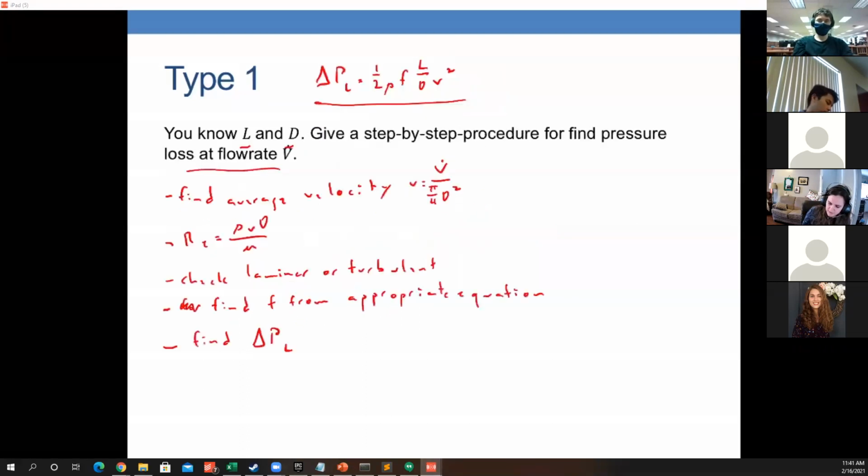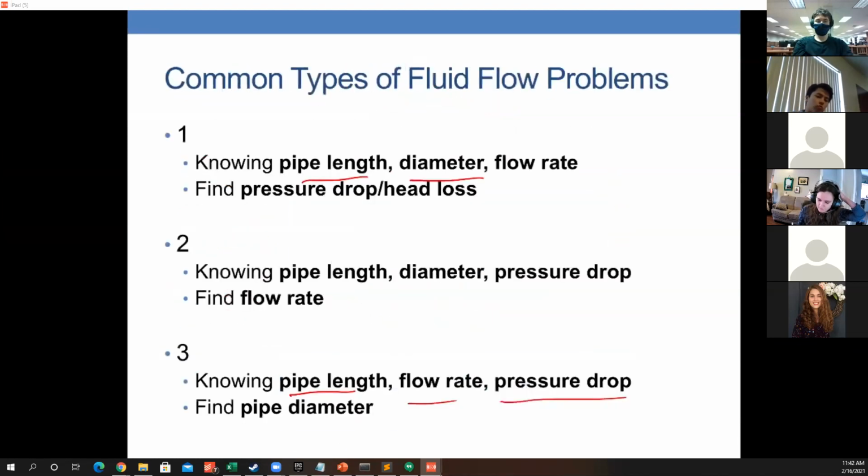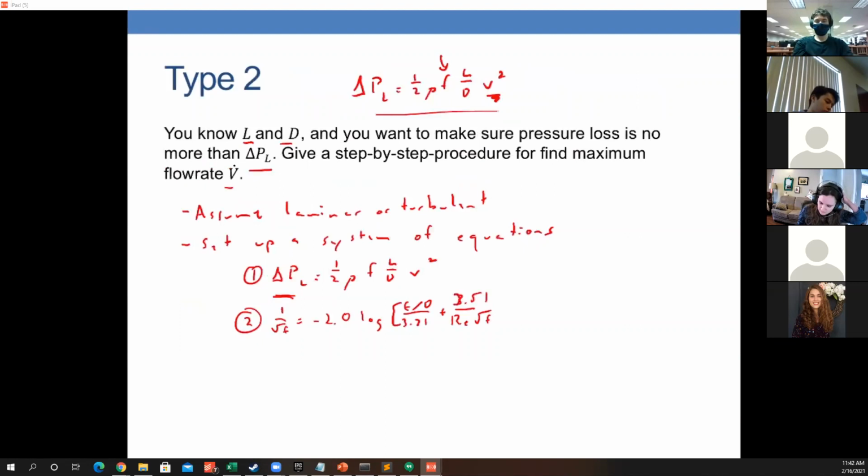the roughness factor over something, 3.7, plus something over the Reynolds number. What was that? 2.51. 2.51 over the Reynolds number times square root of F. 2.51, this is what you said? Yeah. Okay. Oh yeah, 2.51. You can always just check your book for that. Reynolds number times square root of F. Okay, that's your second one.